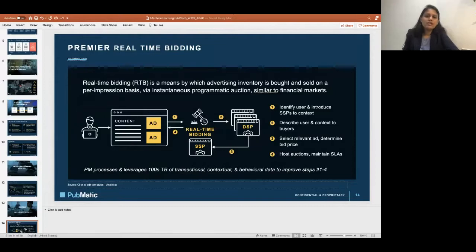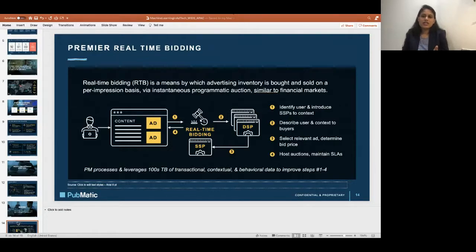So real-time bidding is a protocol between the SSP and the DSP. In short, we call it RTB. This helps the advertiser inventory to be bought or sold on a per impression basis. And this happens instantaneously in the programmatic auction. This is very similar to the financial markets. I will be explaining real-time bidding in 4 simple steps.